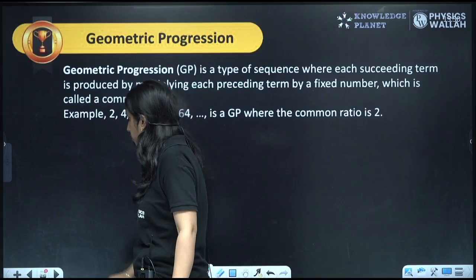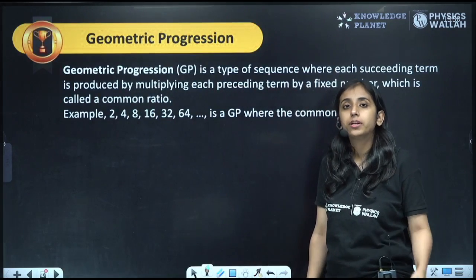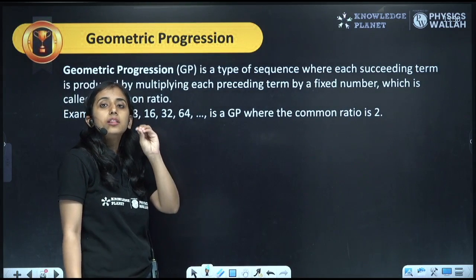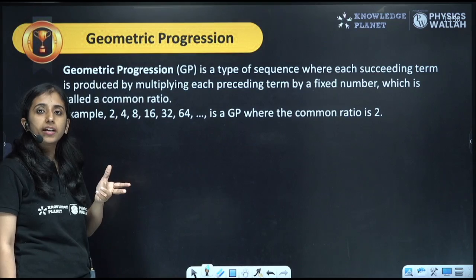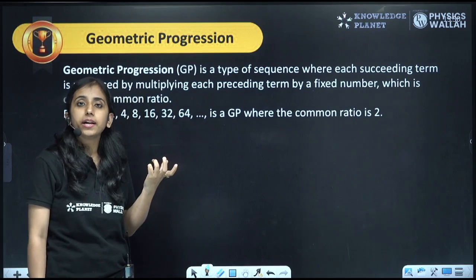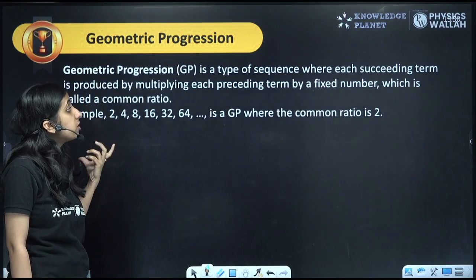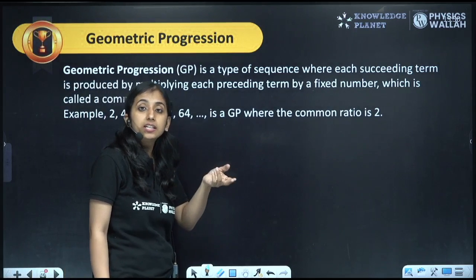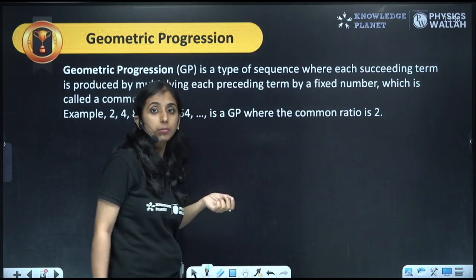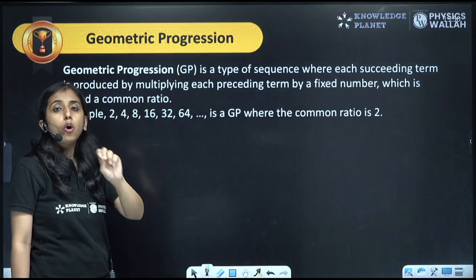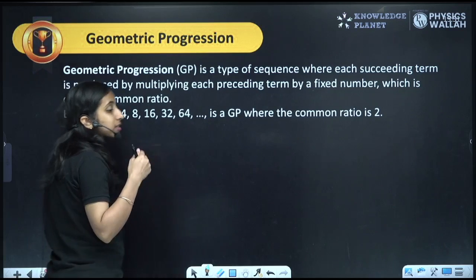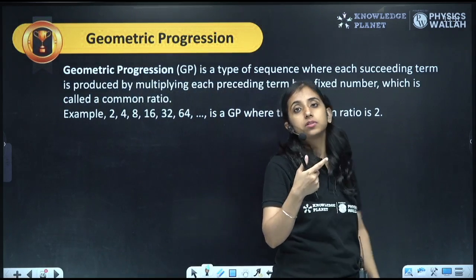So this is all about arithmetic progression. Next comes the geometric progression. Just like in arithmetic progression, the common difference between two consecutive terms is the same, and if we subtract two consecutive terms we get a fixed number. In geometric progression, each succeeding term is a fixed multiple of the preceding term. That is, the ratio of two consecutive terms is constant.